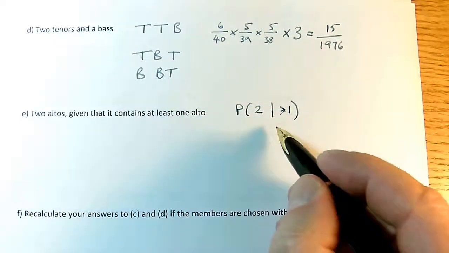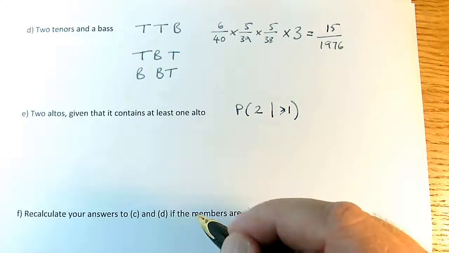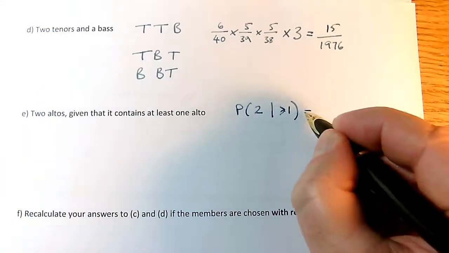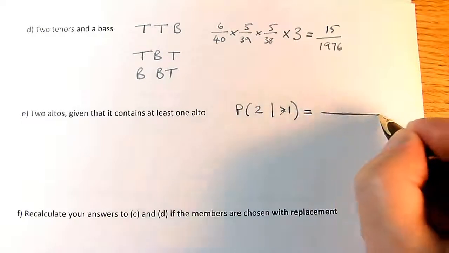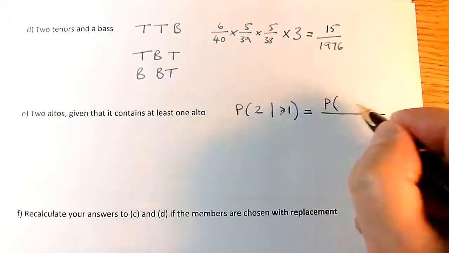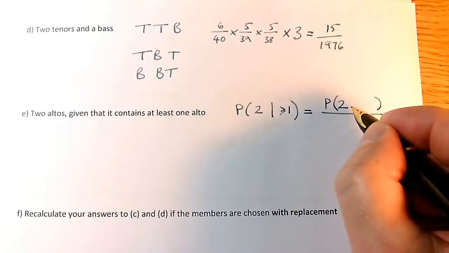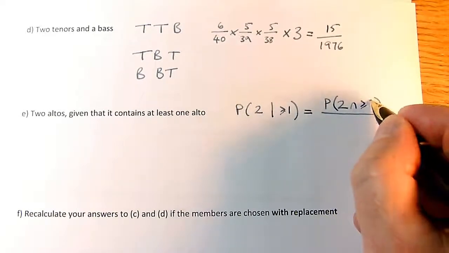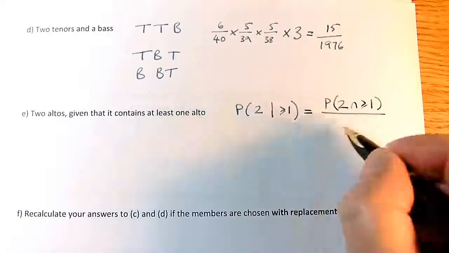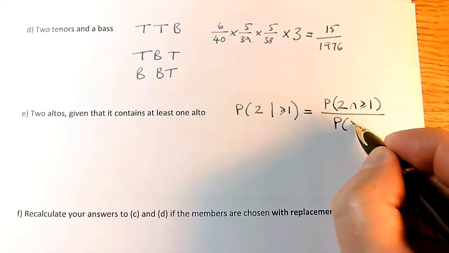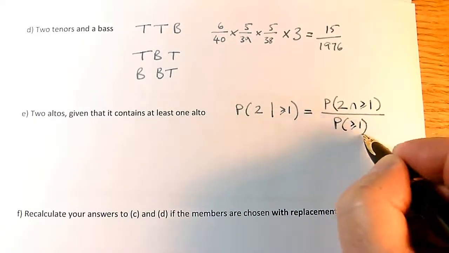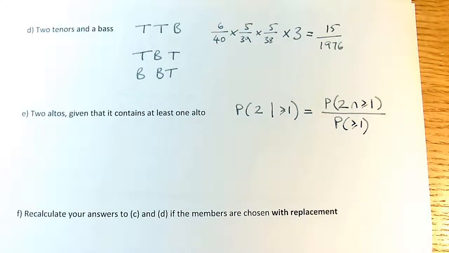Okay, so I've given my events slightly unusual names, but we need to remember that this is the conditional probability formula. On the top I want the probability of both of these things happening, so 2 altos happening and there being at least 1 alto, and on the bottom, remember, it's just the formula for what's on the bottom. So on the bottom I want the probability there's at least 1 alto.